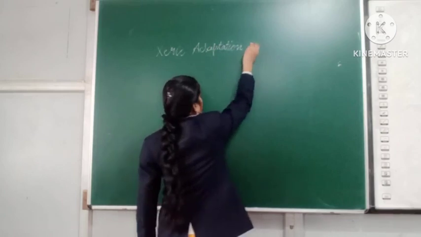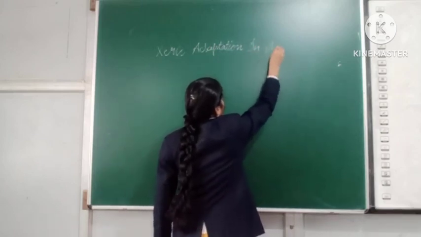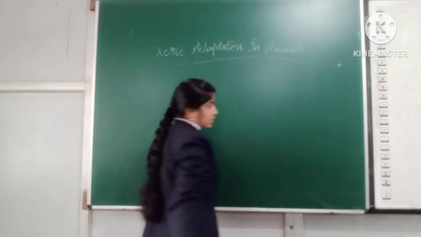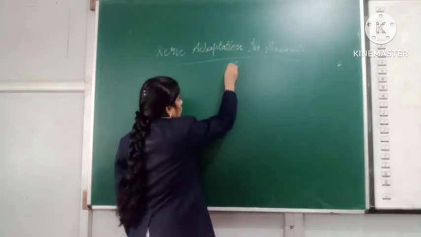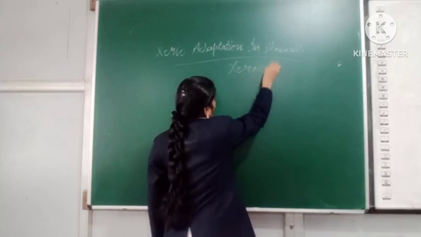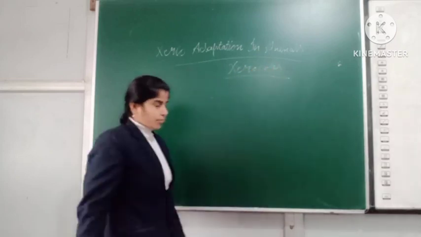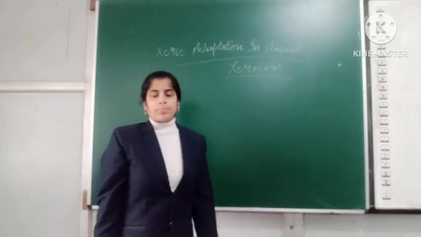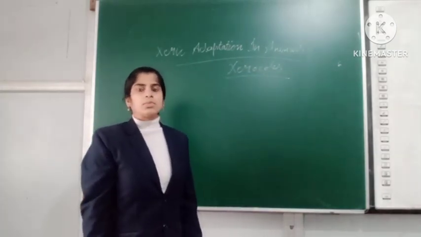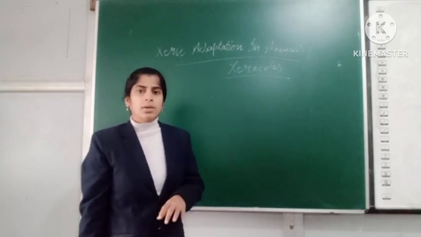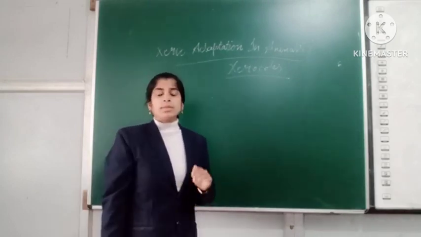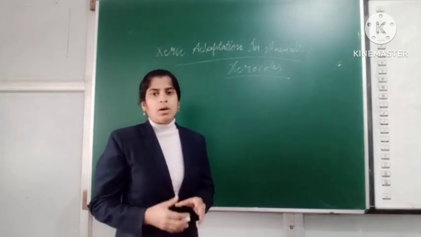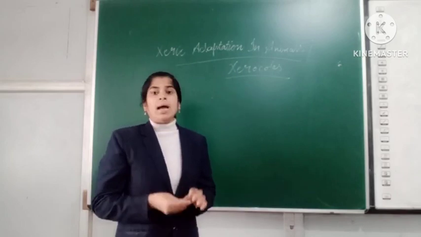Xeric adaptation in animals is also called as what? Xeropods. Okay, you know what xeropods means? Which animals live where? Desert. The adaptations help animals face severe heat and what?